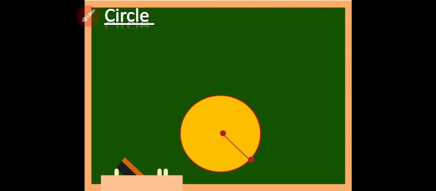Now let us learn about circle. So what is a circle? A circle is a round figure. Okay, then it has no corners or no sides. It does not have any side, and it does not have any corner like your square, rectangle, triangle. Can you find any corner? No, it does not have any corner.